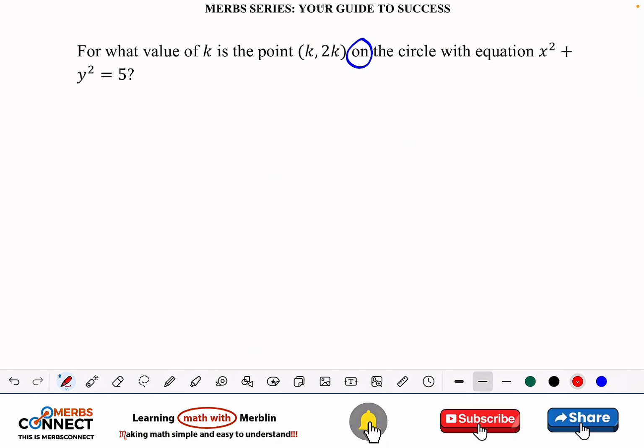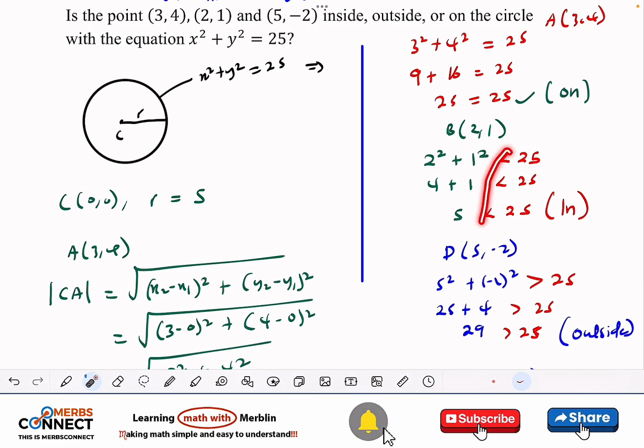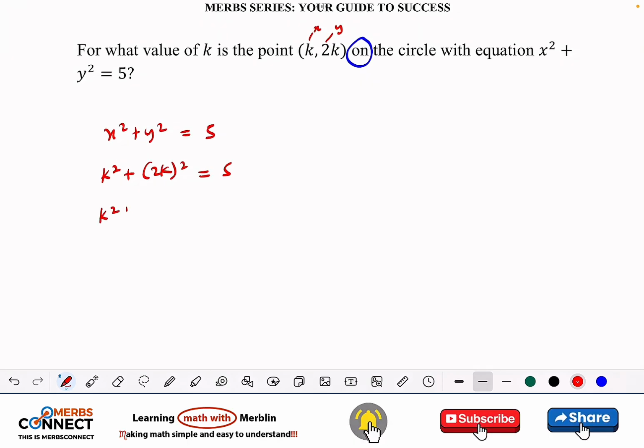Okay, so we have x squared plus y squared is equal to 5. Since it's on the circle, then they are the same. When I plug it in, they are going to be the same, like what we did here. So when you plug it in, we use the equal sign because they are on. When it is in, we use less than, and when it is outside, we use greater than. So this is my x, this is my y. So I'm going to have k squared plus (2k) squared equal to 5. So this is going to give me k squared plus 4k squared is equal to 5.